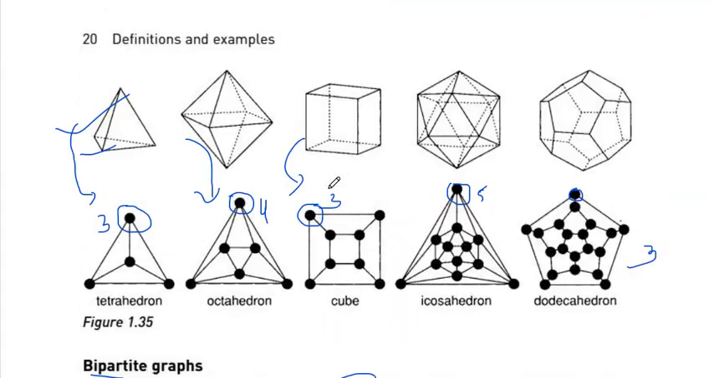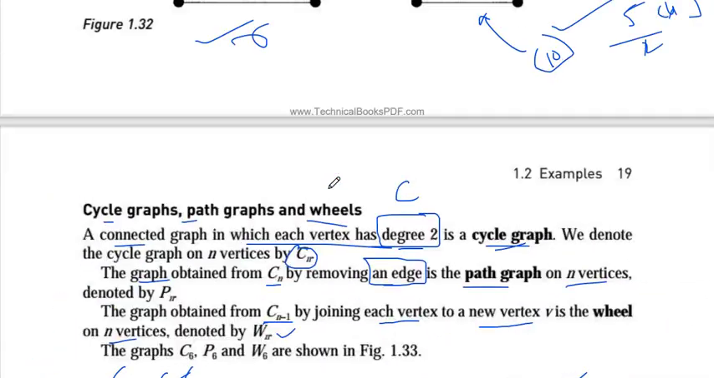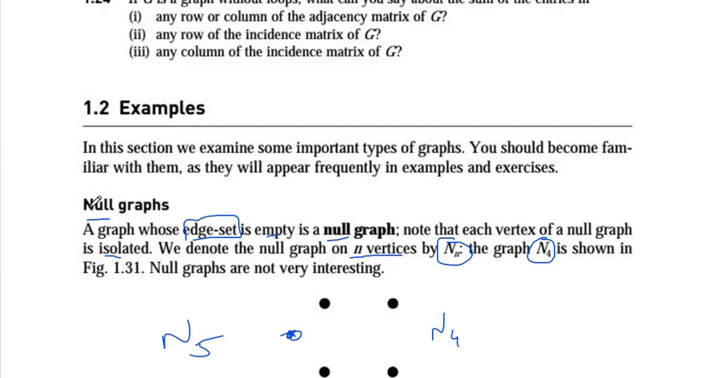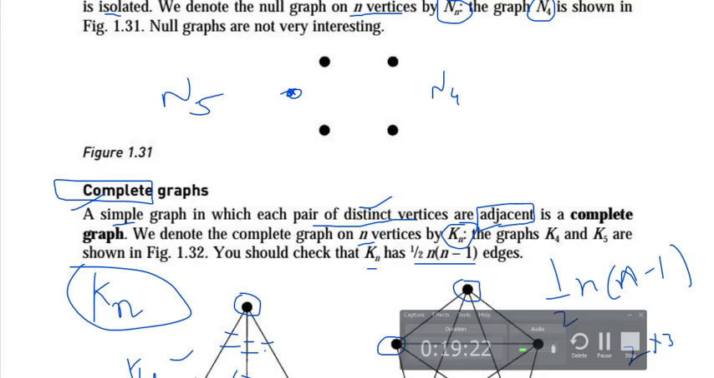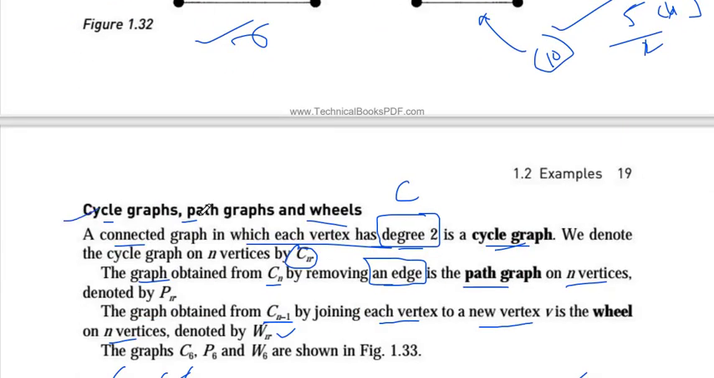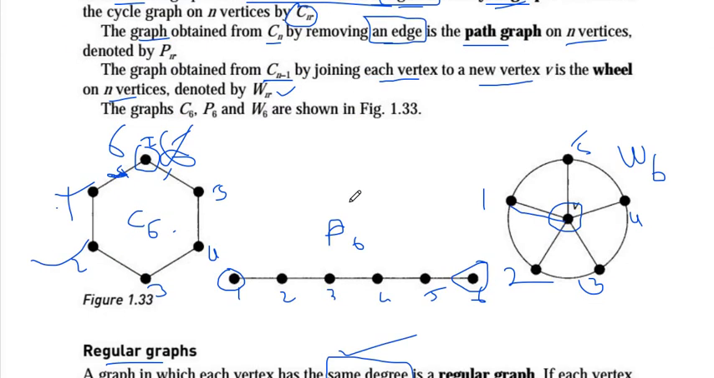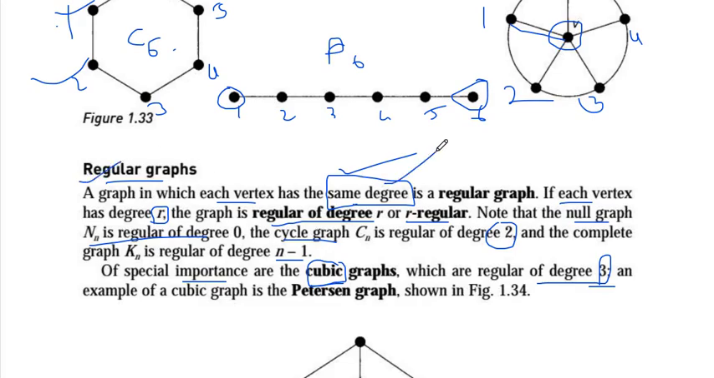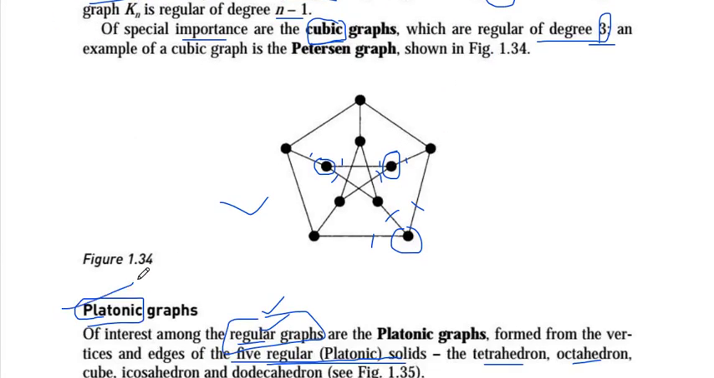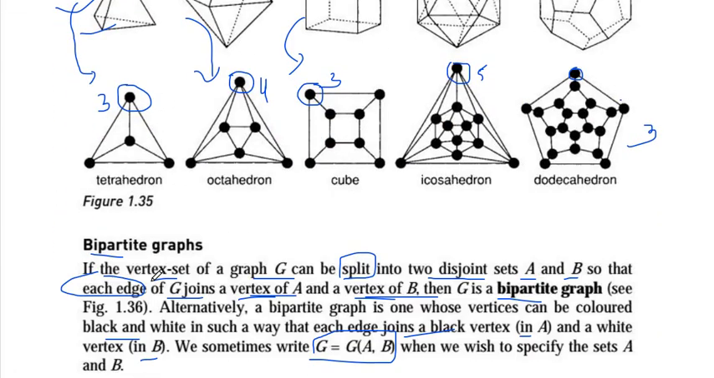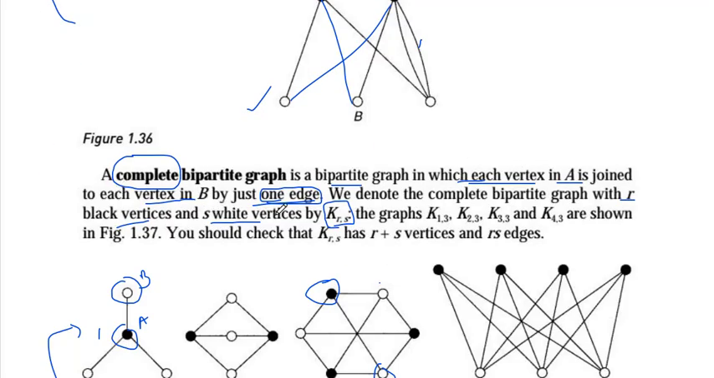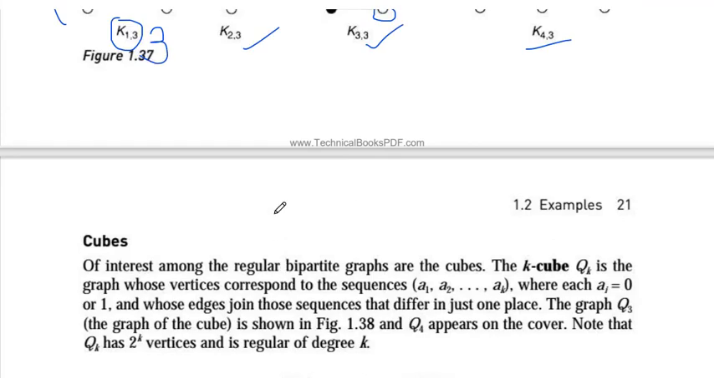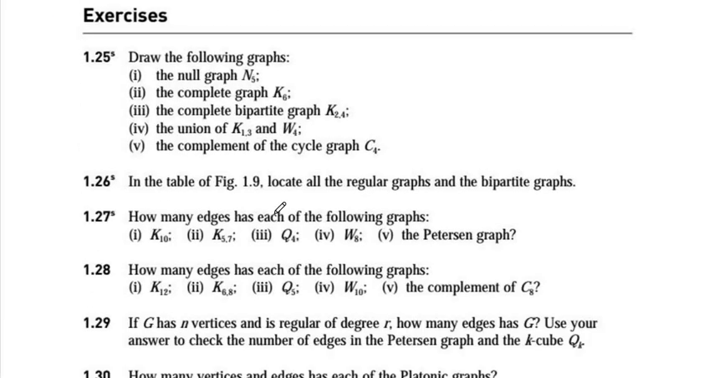So we have now studied 5 to 6 new definitions related to the graph: null graph, complete graph, cycle graph, path graph and wheels. A regular graph has the same degree for every vertex. Then the Platonic graph, and then the bipartite graph, in which we have already discussed the complete bipartite graph.